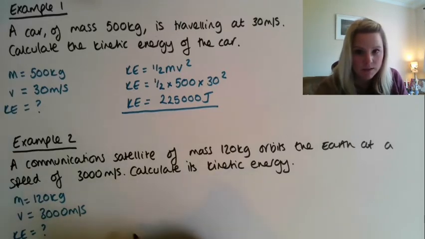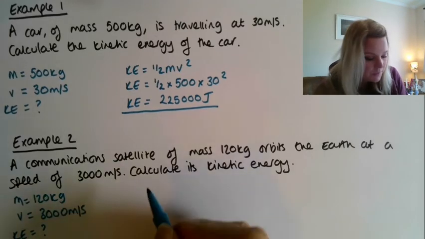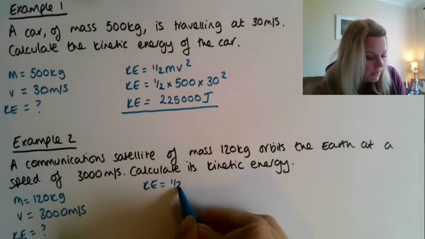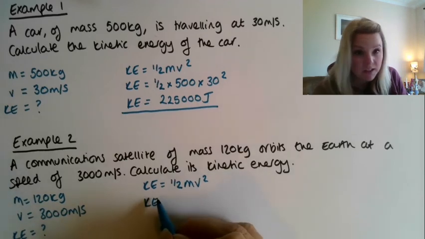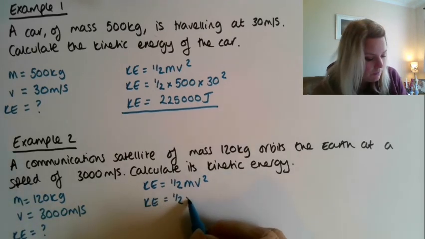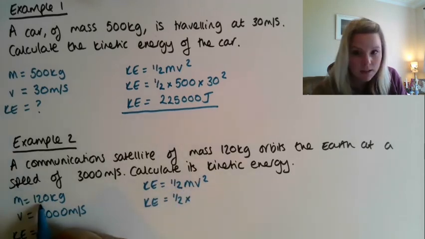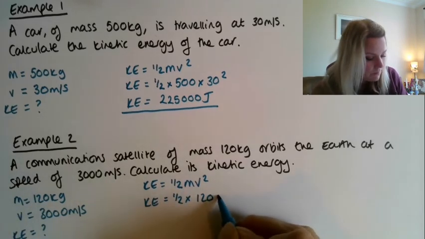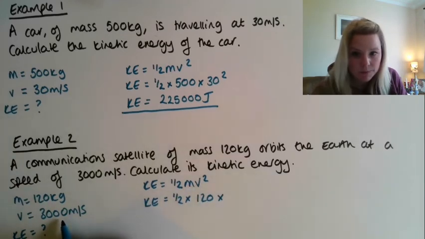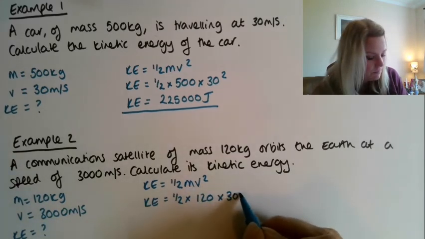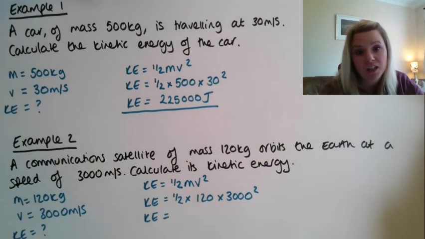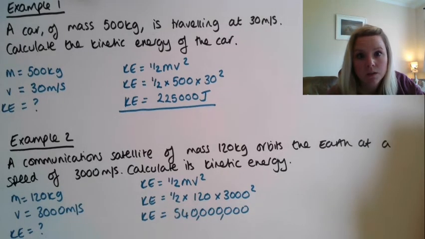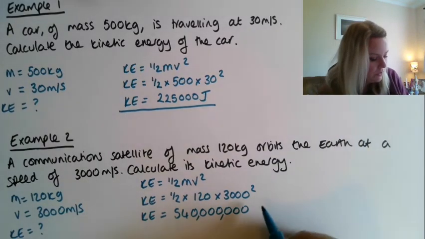Okay, so remember it's this stuff here is where the marks start. Kinetic energy equals a half multiplied by the mass multiplied by the speed squared. Then we fill in our values. Half multiplied by mass is 120 multiplied by the speed squared, and the speed here is 3,000. Now again, type that into your calculator and check that you get the same number that I get. So I got 540 million there. And don't forget to put your unit on your answer.